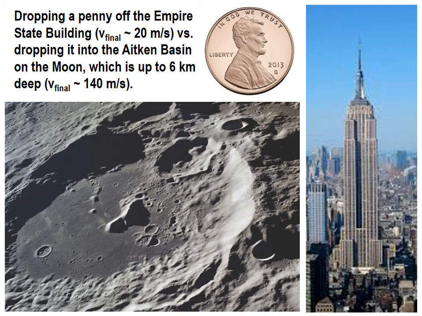I actually went through and looked up some information. If you drop a penny off the Empire State Building, it will hit the ground at an approximate speed of about 20 meters per second, because it will reach its terminal velocity. If you drop it into the Aitken Basin on the moon, which is about 6 kilometers deep, it would hit at about 140 meters per second. Of course, on the moon, there's no atmosphere, so there's essentially no terminal speed on the moon. That's not the case with the Earth.